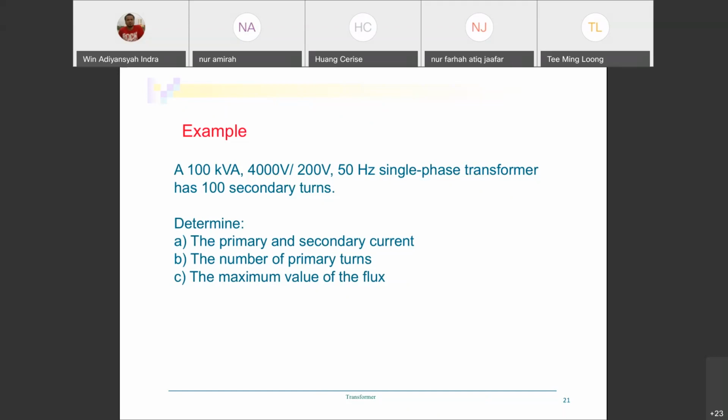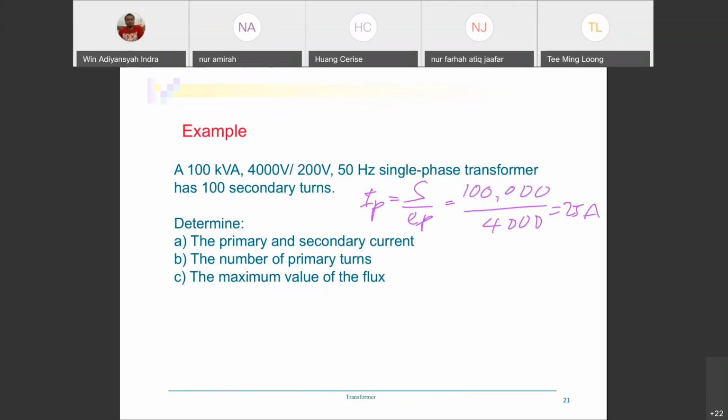So primary current IP. Primary is IP, is equal to S over EP, right? S is 100 kVA, which means 100,000. EP is 4,000. So you have 25 ampere. Right.